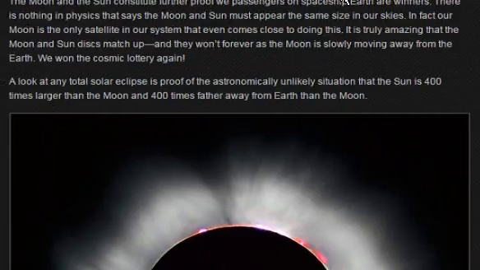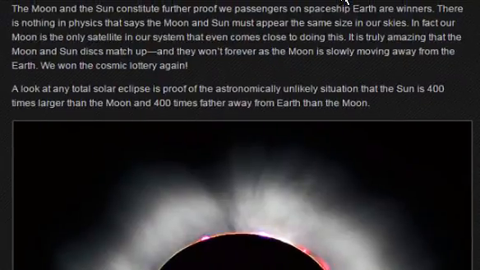Okay, so the next sentences are: the moon and the sun constitute further proof we passengers on spaceship Earth are winners. There is nothing in physics that says the moon and the sun must appear the same size in our skies. In fact, our moon is the only satellite in our system that even comes close to doing this. It is truly amazing that the moon and sun disks match up, and they will not forever, as the moon is slowly moving away from the earth. We won the cosmic lottery again.